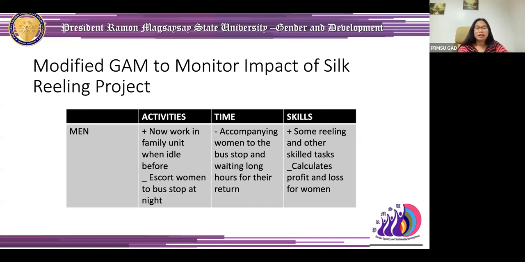Then, of course, we have to analyze. Yun nga po ha, number 1, we analyze the impact separately. Tingnan natin yung impact sa babae at tingnan natin yung impact sa mga lalaki. Naging part ng program. Okay?